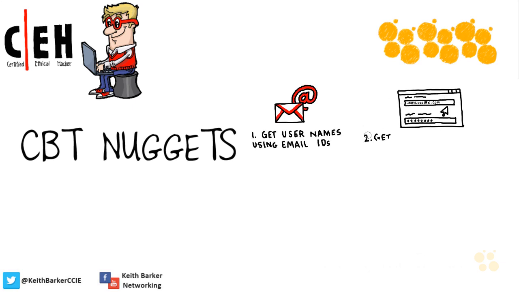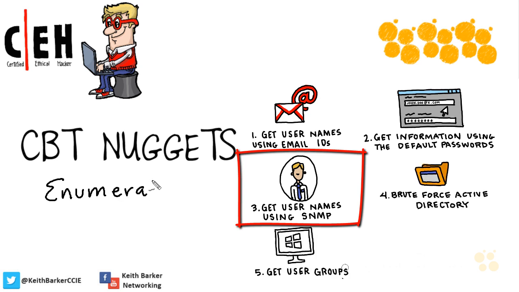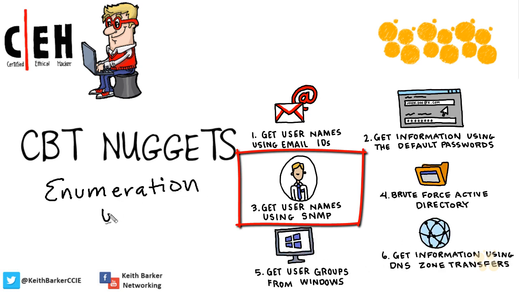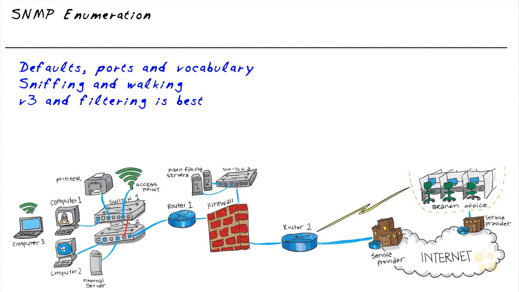SNMP, Simple Network Management Protocol, if poorly configured or left to its defaults, is a very easy way for you and I, or an attacker, to collect tons of information that can be valuable as part of our enumeration process. Many devices on our network support Simple Network Management Protocol, or SNMP. Not every one of them, but many of them do.